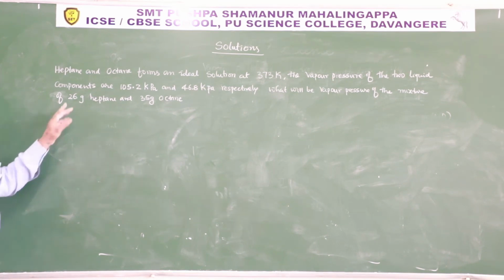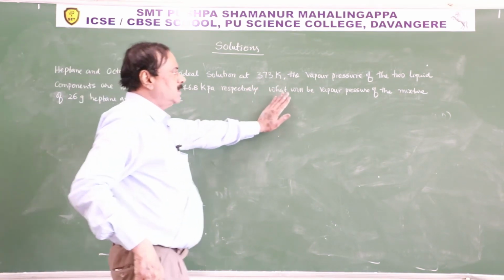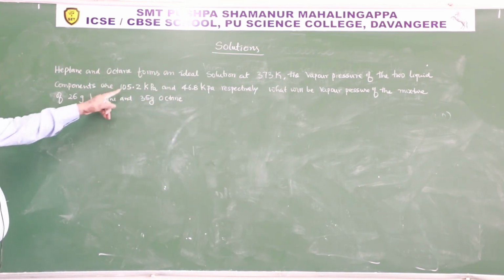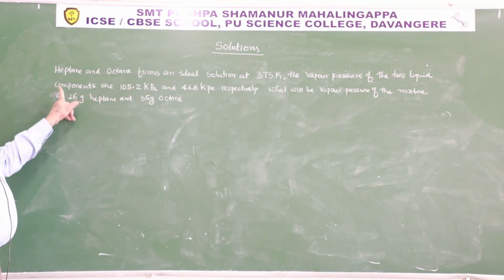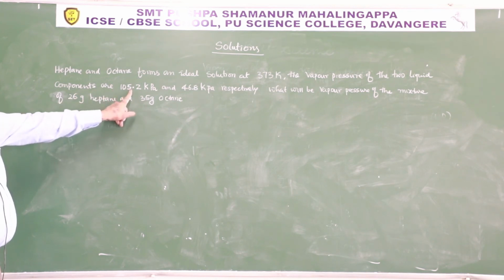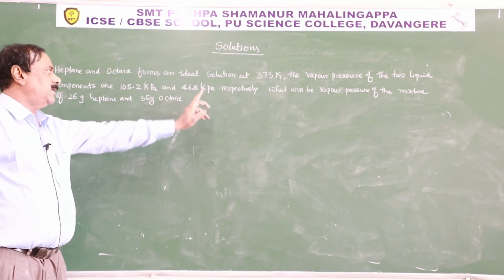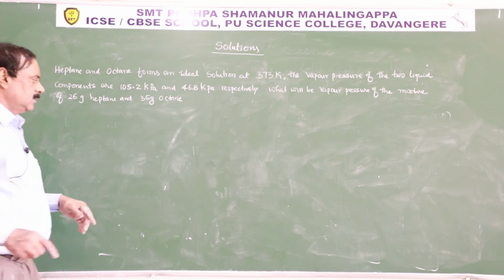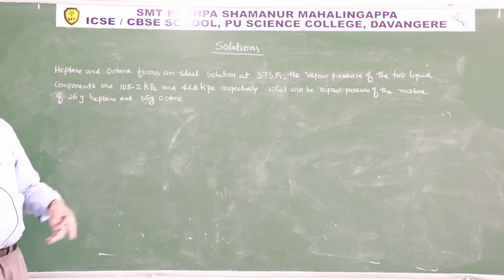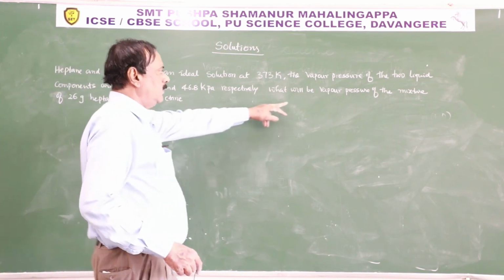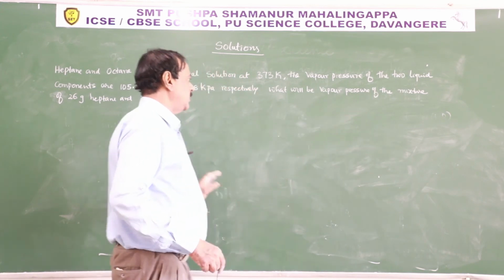First you have to calculate the mole fraction of the octane and the mole fraction of the heptane. Then they mention the vapor pressures of the components, that is 105.2 kilopascal and 46.8 kilopascal. Then afterwards, by using Raoult's law formula, you can calculate the total vapor pressure of the mixture.